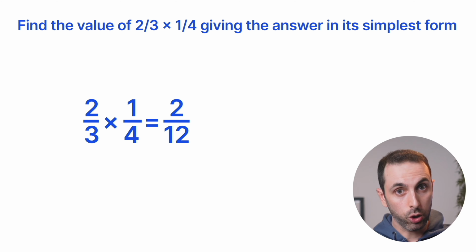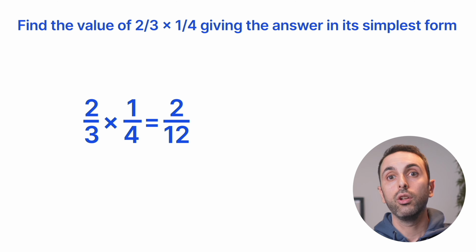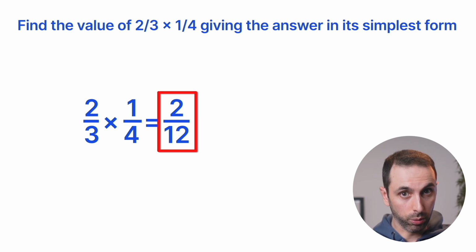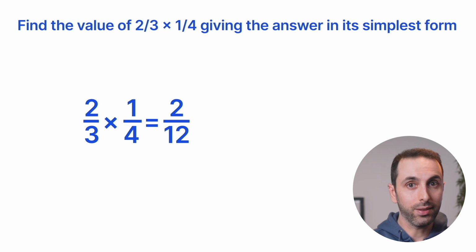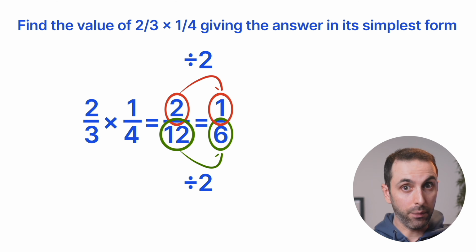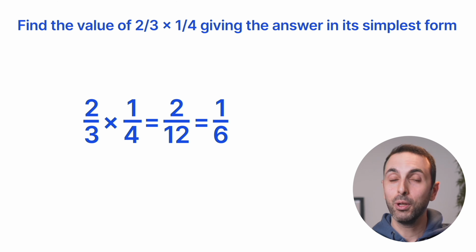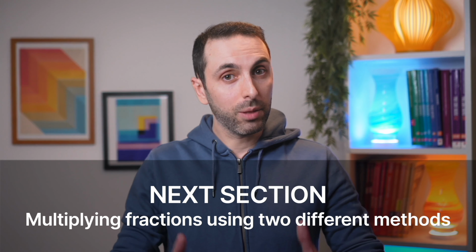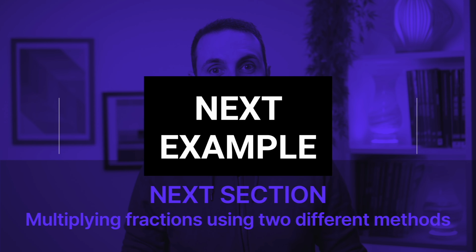So applying what we just talked about to our question, notice that both the 2 and 12 have a common factor of 2. So we can divide both the numerator and denominator by 2 to get 1 over 6. And now that's the answer in its simplest form, so that's the question complete. In the next section, we'll now look at a slightly harder example, which can be done in two different ways.